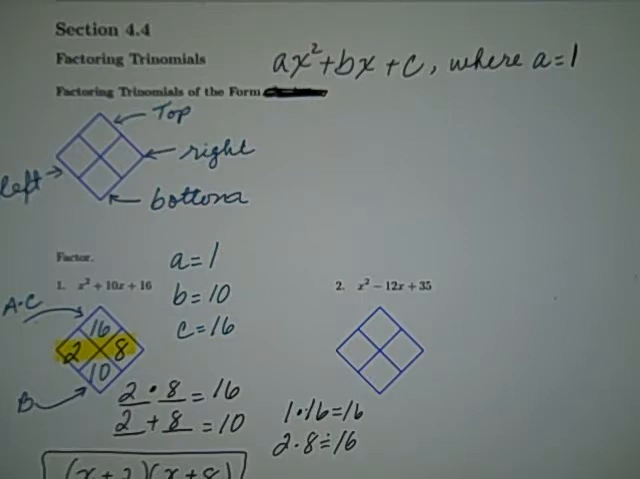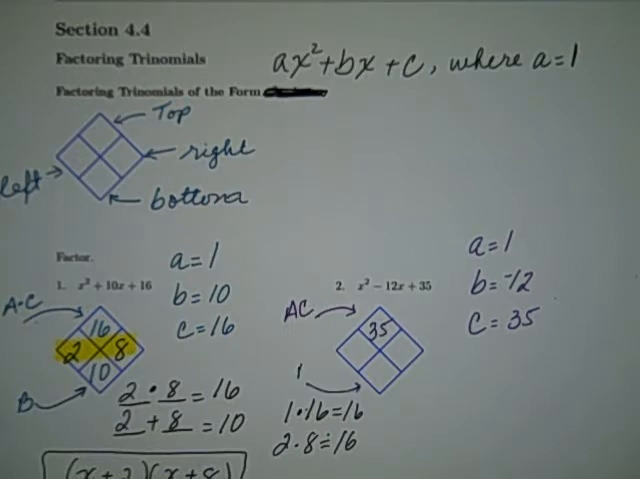Similarly, let's look at example number 2. At the very beginning, we have to identify our A, B, and C. Our A here is 1, our B is negative 12, and our C is 35. Let's fill in our box. The top is AC, that would be 35. The bottom is B, that would be negative 12. So now we try to find the left and the right box.